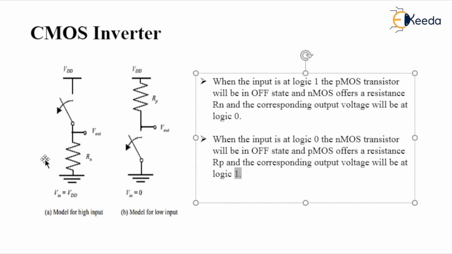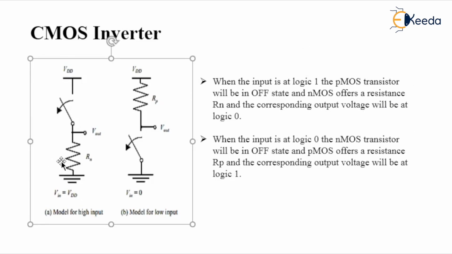When I am applying a logic 1 here, what happens? This is an open circuit, therefore VDD will not exist at this point Vout.